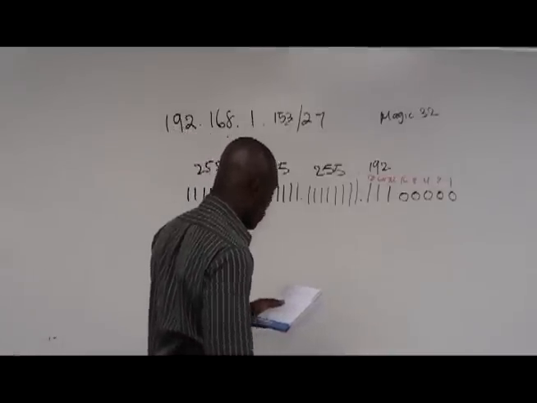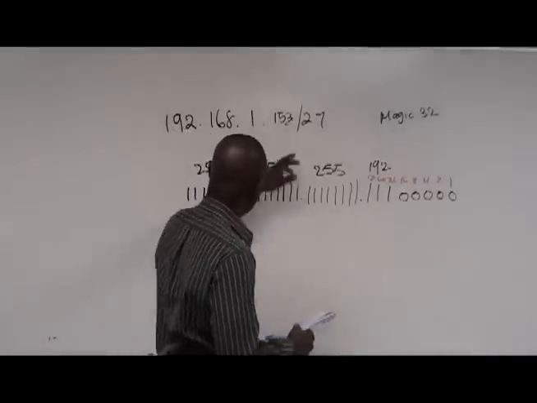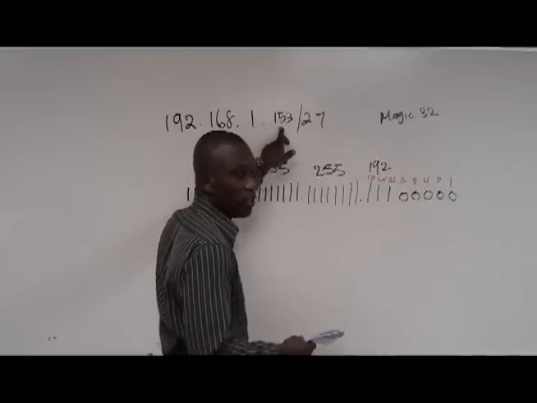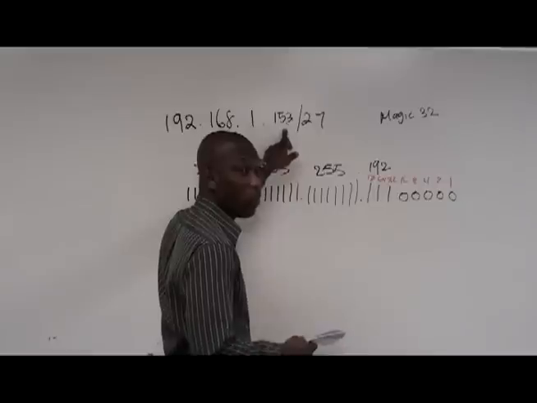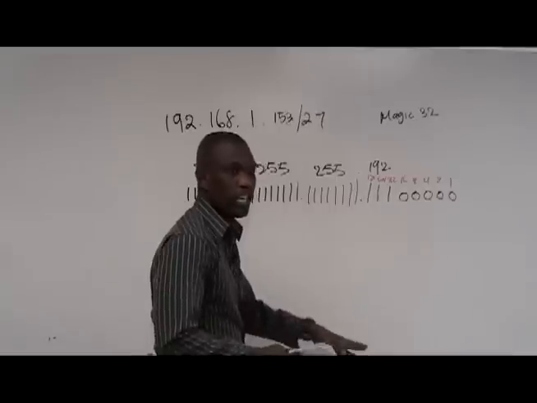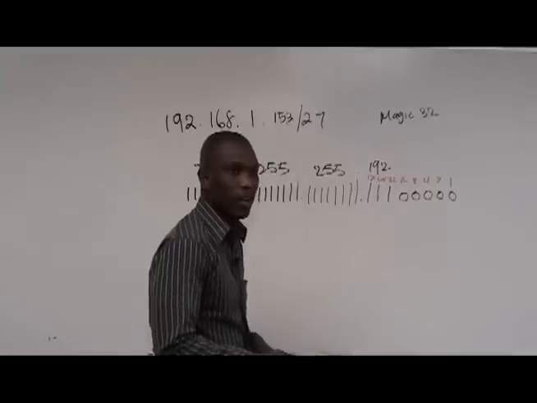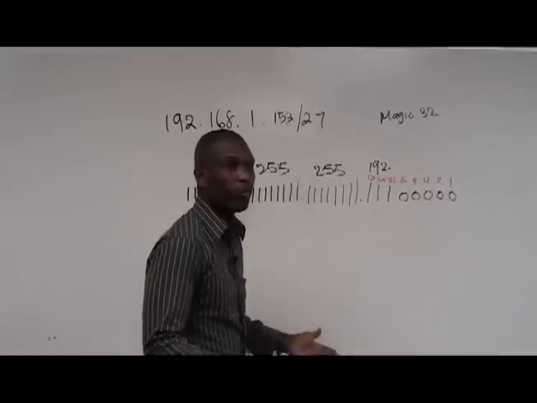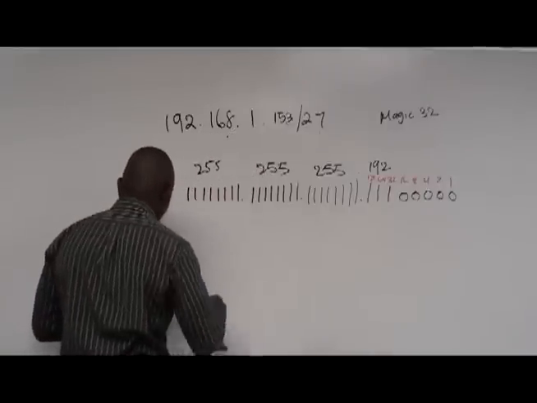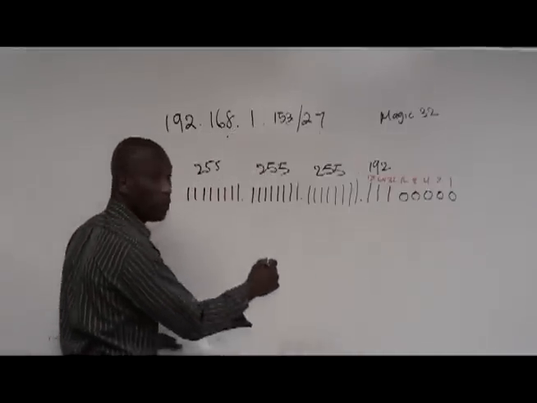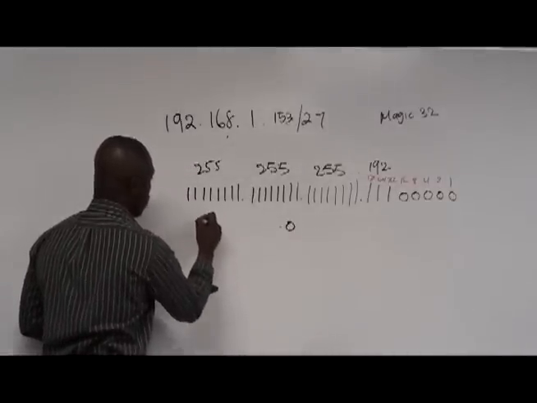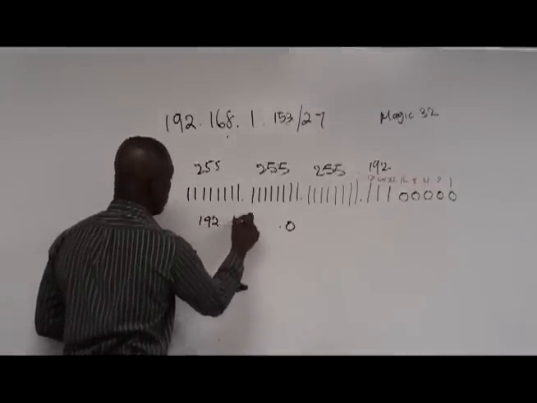So a question can ask now: what is this number here, .153? Is it a network address, a broadcast address, or a usable host? What network does it belong to? We find out via the magic number. So your first network will be what? Your first network will be the 0 network, so that will be 192.168.1.0.